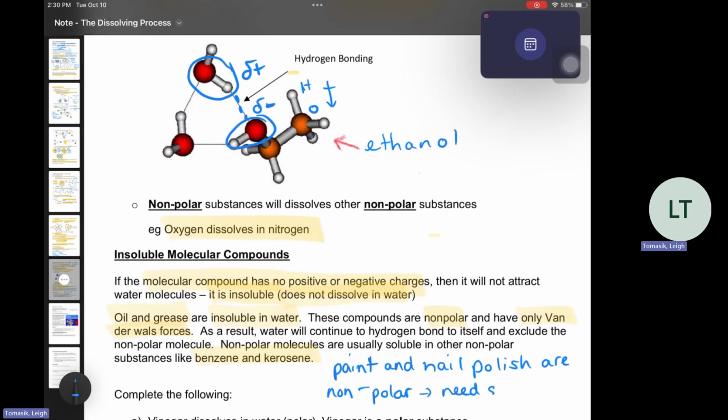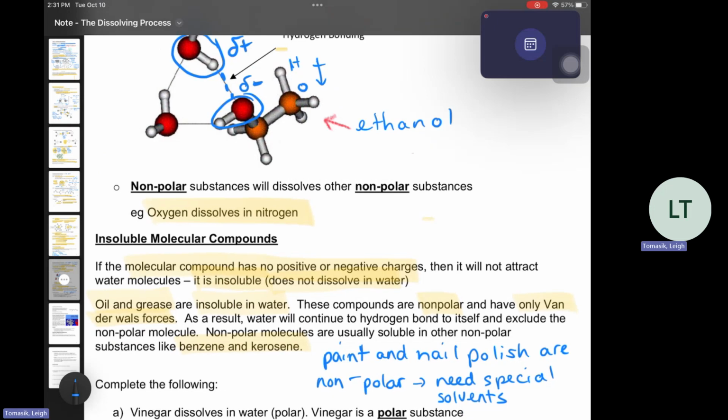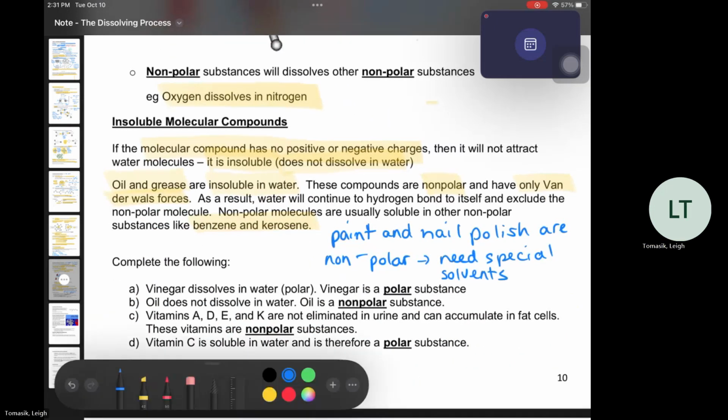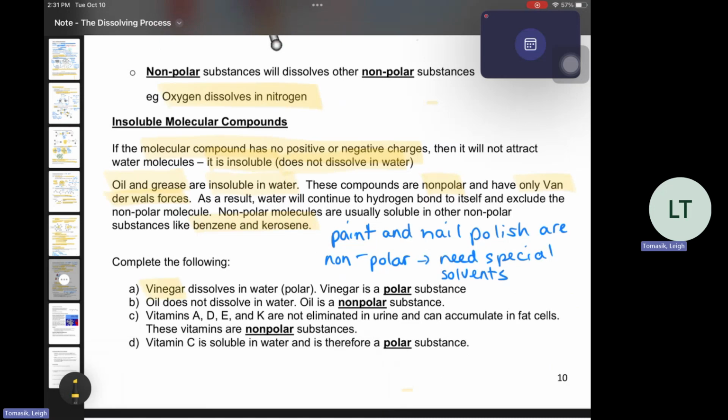So if you spill paint, you'll have to get something called mineral spirits to clean it up, or maybe sometimes paint thinner, which is acetone. And nail polish is also usually acetone as well, right? So acetone is not very polar. Nail polish and paint aren't really polar, so they dissolve in each other. So let's take a look at this. Vinegar dissolves in water. So vinegar is a polar substance. Oil does not dissolve in water. Oil is a nonpolar substance.